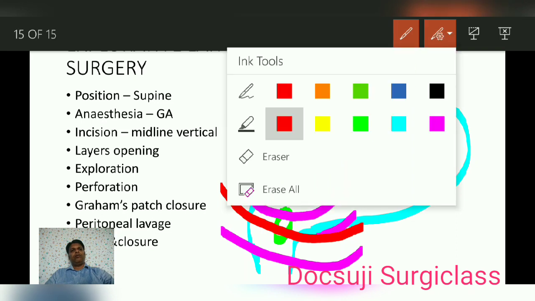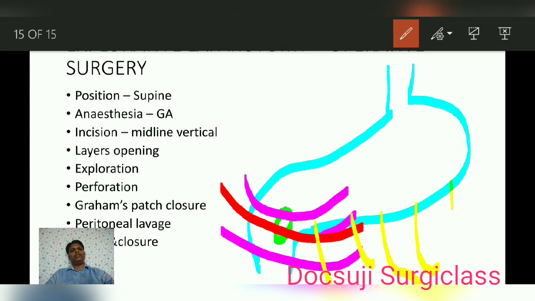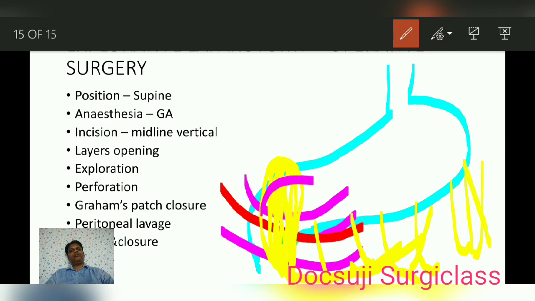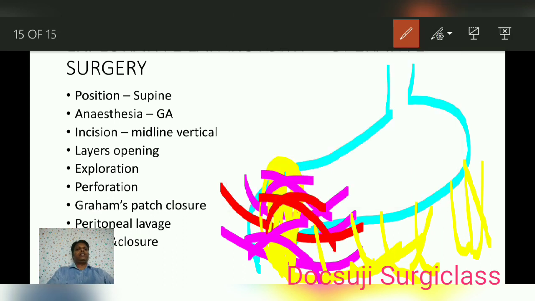Then you have the omentum. Here the omentum is there. You take a part of the omentum and completely close the perforation. Then you put the sutures like this, completely. This is called Graham's omental patch closure. By this you will close the perforation. This is the technique you will use in case of perforation of a duodenal ulcer.